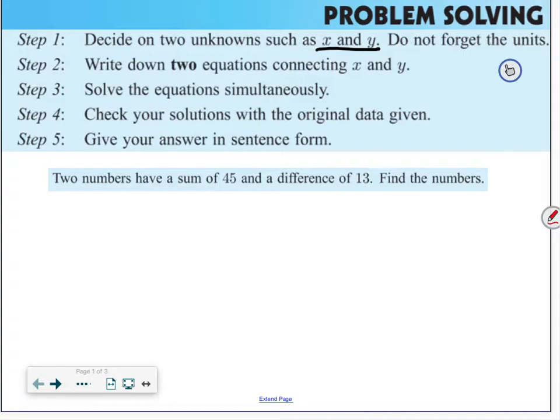Step 4, check your solutions with the original data given. Make sure it makes sense. Give your answer in sentence form. Specifically, make sure you talk about units and put it in context of the problem.